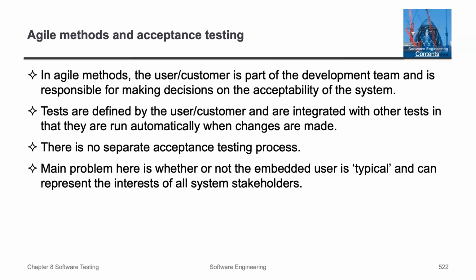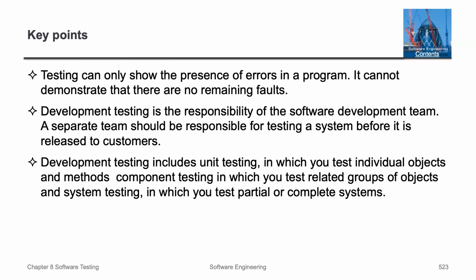So in terms of agile methods and acceptance testing, in agile methods, the user or customer is part of the development team and is responsible for making decisions on the acceptability of the system. Tests are defined by the user or customer and are integrated with other tests, and they are run automatically when changes are made. There's no separate acceptance test process. The main problem here is whether or not the embedded user is, quote, typical and can represent the interests of all system stakeholders. Okay, just a couple slides for key points.